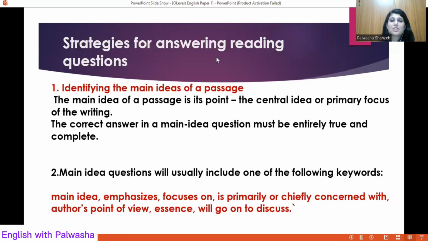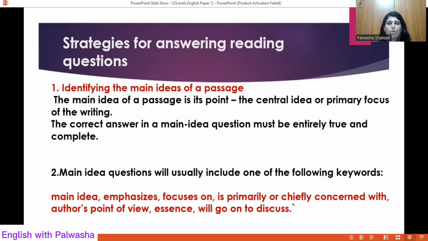Then strategies for answering reading questions. Identifying the main ideas of a passage. You have to identify the main ideas of the passage by keeping a pencil in your hand and underlining the points which you feel are important. Basically, I always guide my students to first read the text in detail, then read the questions, then start from question number one and come back. It will be like brainstorming for you. You are going to read the whole text first, then you're going to read the questions. You'll get a complete idea that I don't have to repeat this answer in that question.